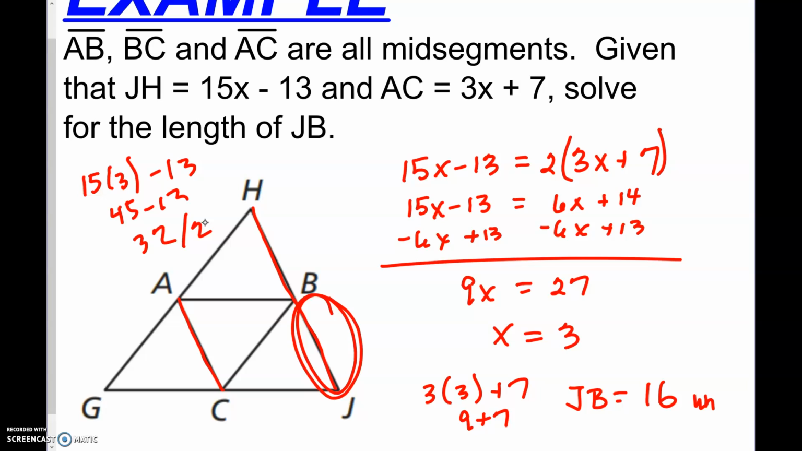All right, quick summation: we're doing the midsegments, which means A is a midpoint of this side, B is the midpoint of this side, thus making AB a midsegment of the triangle.